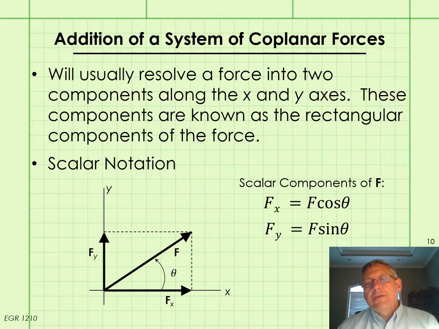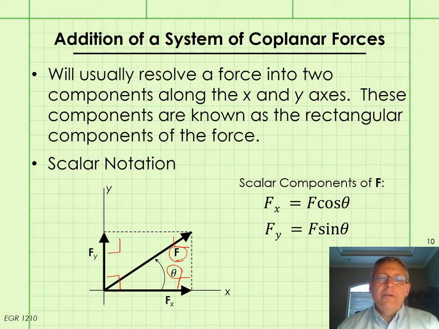While we can resolve a force into two components along any two axes, the axes will usually be the x and y axes. When this is the case, the components are known as the rectangular components of the force. Let's look at this. In this example, we have a force of known magnitude and direction. When we use the parallelogram law in reverse, the parallelogram is now a rectangle, which is going to make our trigonometry easier.